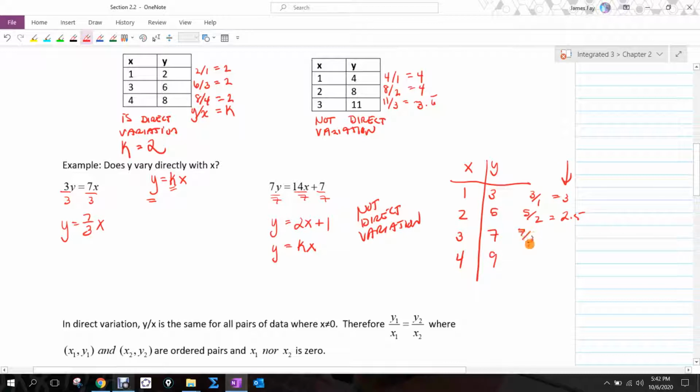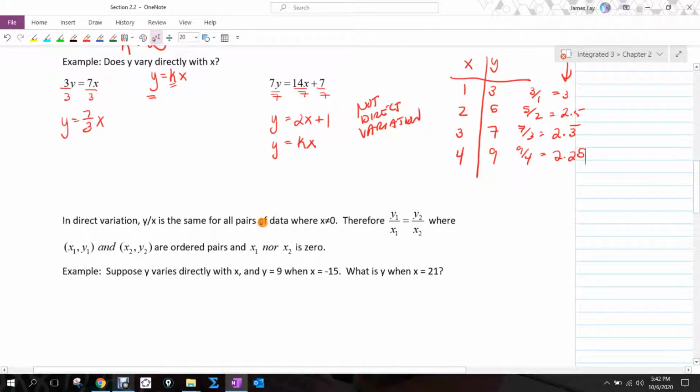7 divided by 3 is going to be 2 1/3. And then 9 divided by 4 is what, 2.25. So we can see that these values are not constant. These quotients are not constant when I take y divided by x. So that would not be direct variation.